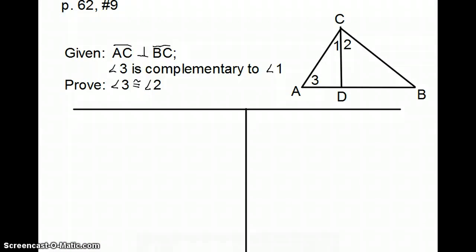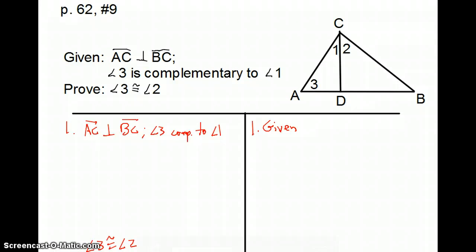All right, and then here's number 9. Again, let me fill that in. Okay, and this one I'm told that AC and BC are perpendicular.